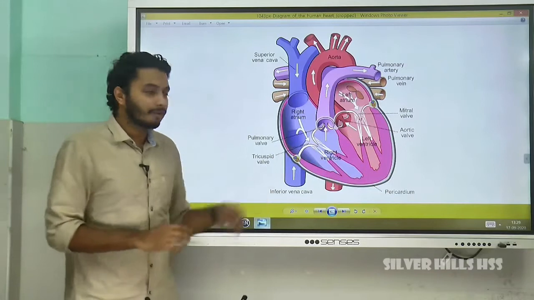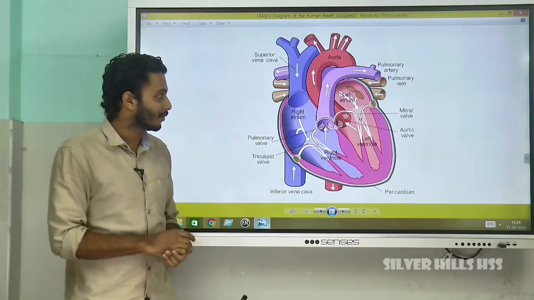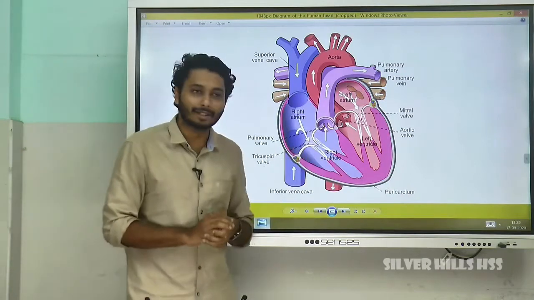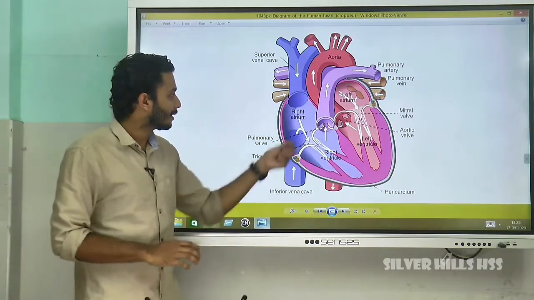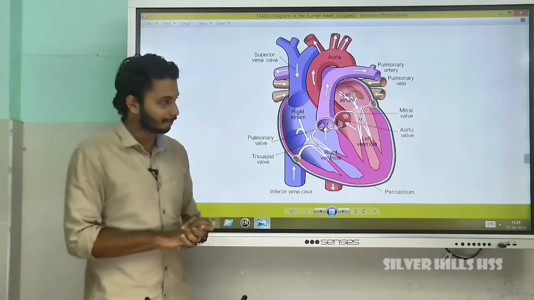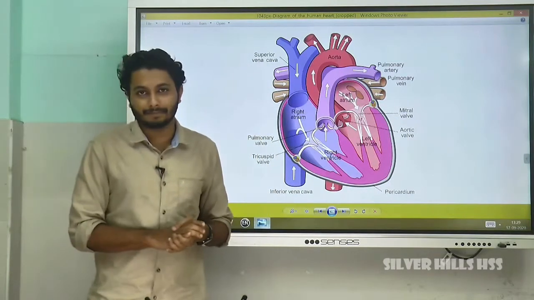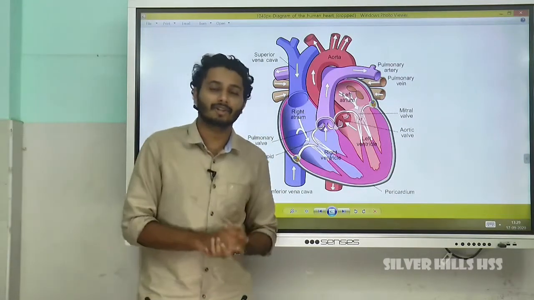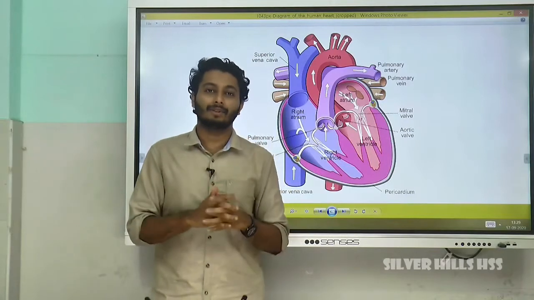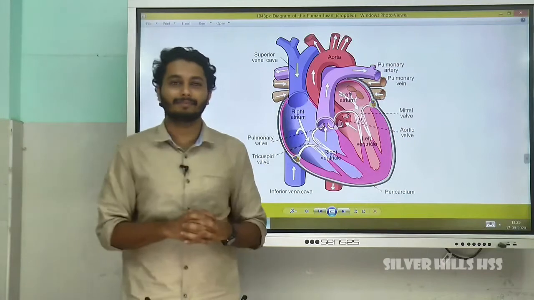This is the diagram of human heart. We already know that the human heart has 4 chambers. The 4 chambers are left atrium, left ventricle, right atrium and right ventricle. These are the 4 chambers of the human heart. The next component of the circulatory system is the blood. The blood performs various functions. The human blood is red in color, which is due to the presence of the pigment called hemoglobin.